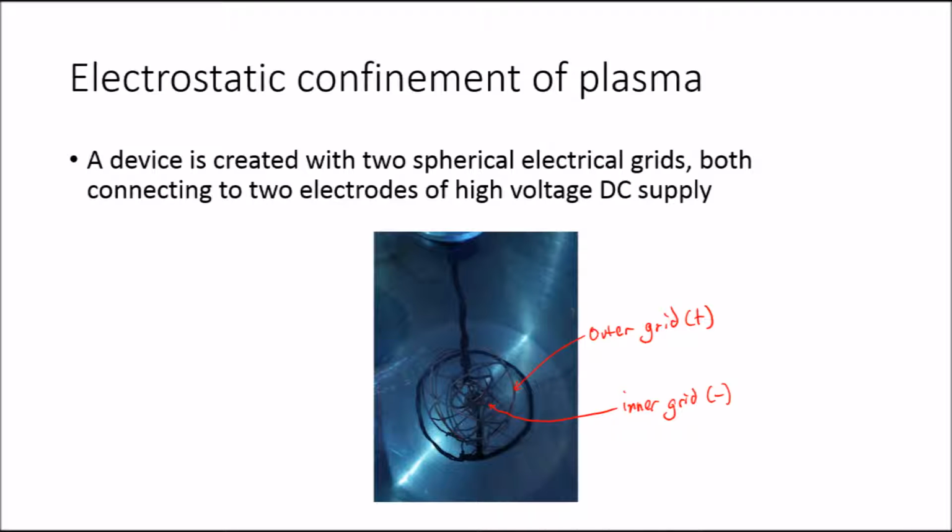The electric potential difference of both grids will create enough electrostatic force to accelerate the ionized plasma inwards into the negatively charged inner grid and confine the plasma. This is known as inertial electrostatic confinement.